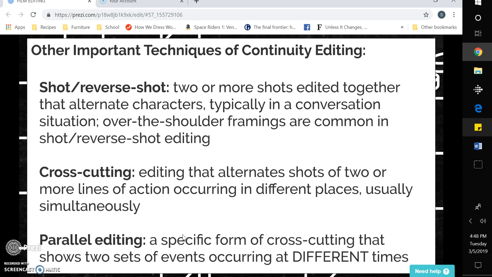But both of these are really just forms of editing that show multiple events occurring in a way that doesn't draw attention to the fact that we're cutting back and forth. It seems very natural and very seamless. It doesn't necessarily draw attention to itself as an editing technique. It's just a storytelling device, really. The focus in all of these techniques is telling a story and keeping the audience immersed in that story.